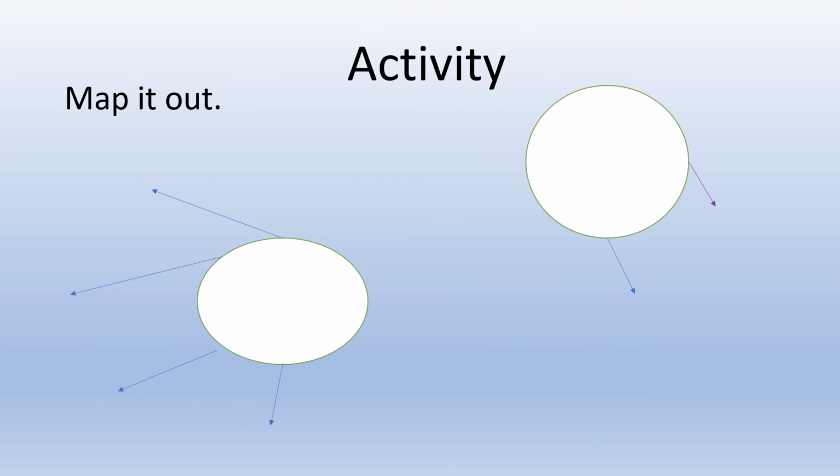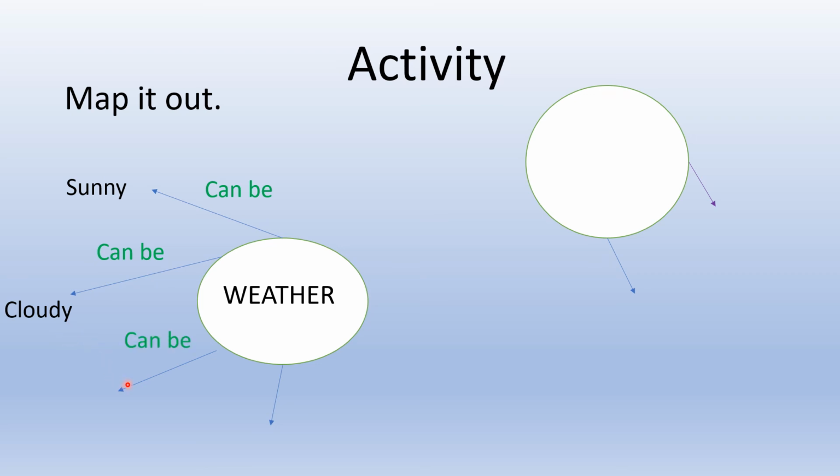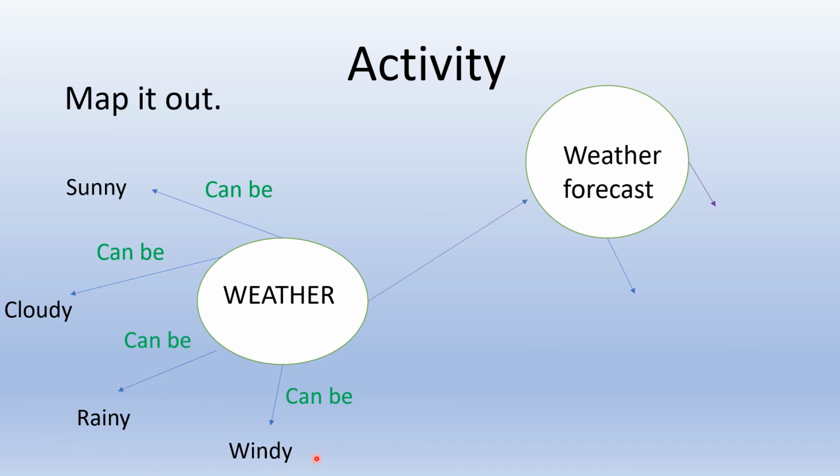Okay kids, let's do an activity. This is a mind map. You can fill it with me. We learned about weather. Weather can be sunny. Weather can be cloudy. Weather can be rainy, or weather can be windy. What are they? Sunny, cloudy, rainy, and windy.